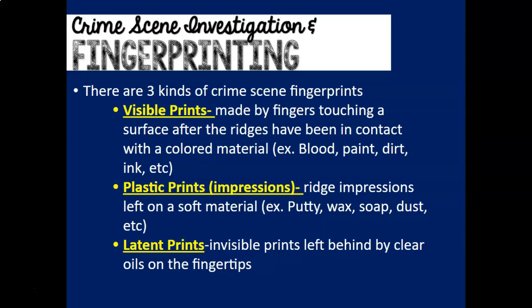Now, when we're talking about crime scenes, there are 3 different types of fingerprints that you can find at a crime scene. There's visible prints, which is when your fingers touch a surface after they've been in contact with something. So like a bloody fingerprint, or you have ink on your fingers and you leave a fingerprint, right? That's visible. Plastic prints are impressions. So like if you put your finger in putty or dust, right? It leaves a fingerprint, but you pushed your finger into something. You didn't just leave a visible print.